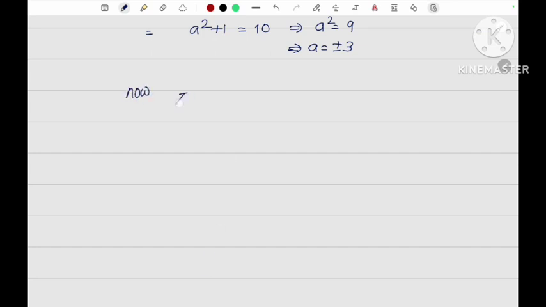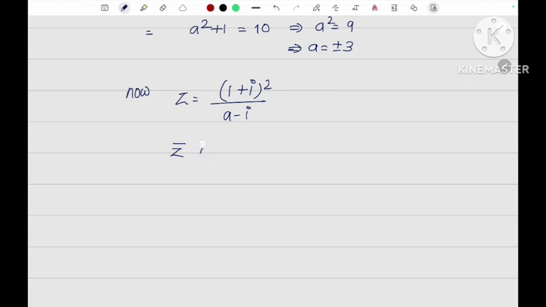Now z is equal to (1 + i)² divided by a − i. And since we have found the value of a, you can put the value of a here and find the value of z, and then finally the value of z bar. I'll just tell you how to find z bar.